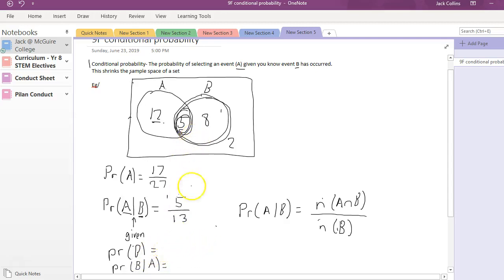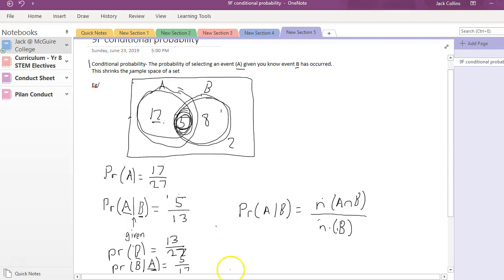Okay, so what we do here, probability of B, how many are in B? We've got 13 in the whole circle out of the whole sample space, because there's no condition given on this first one. So it's just the probability of selecting B out of the whole sample space. 13 out of 27 can't be simplified, so leave it there. Probability of B given A has occurred is, now we know it's in this second circle here, so it's reduced the sample space because we know it's out of A. So it's out of 17. And what number is the intersection? How many would like B out of that? Well, it's 5 out of 17.